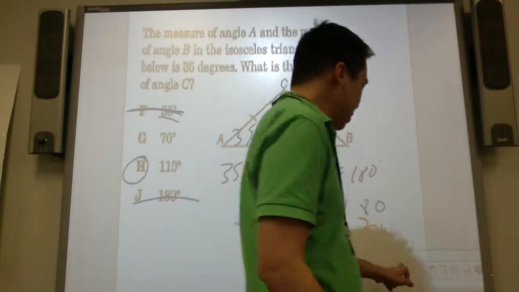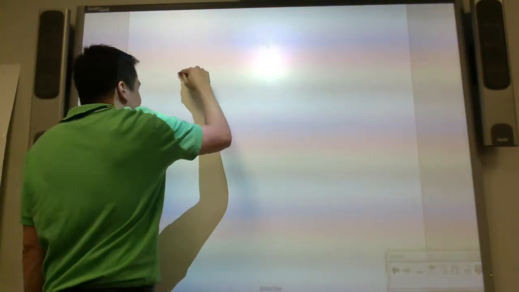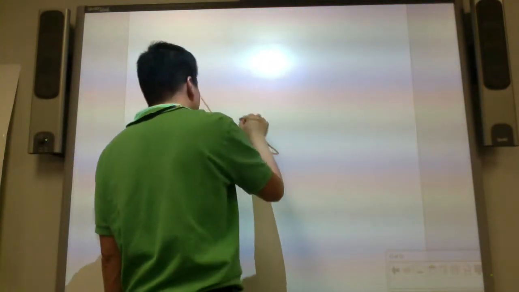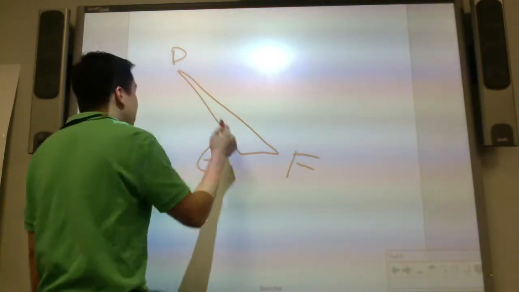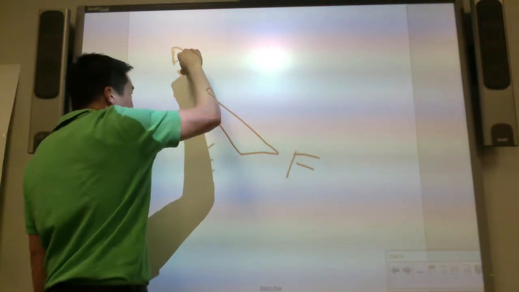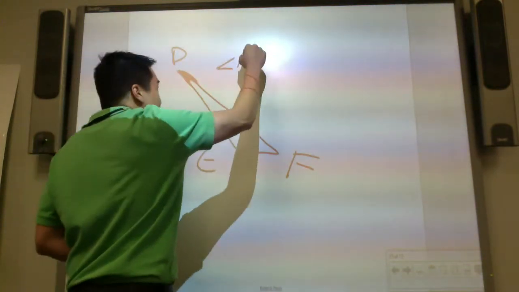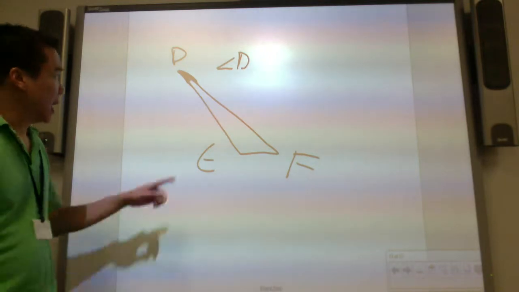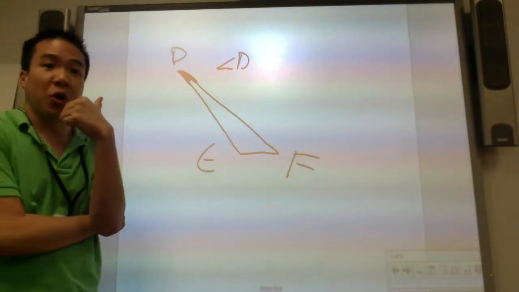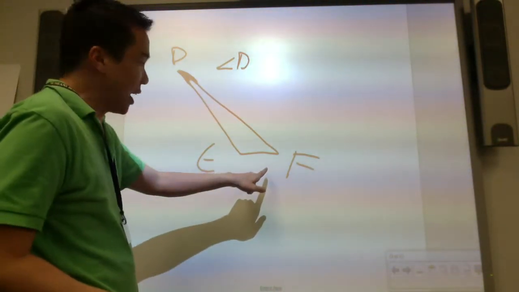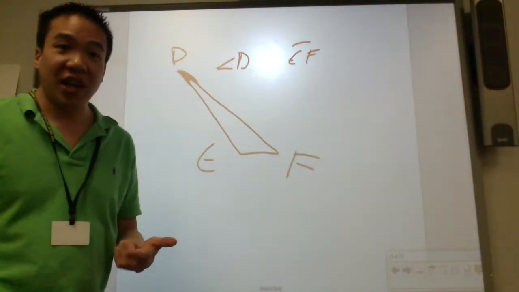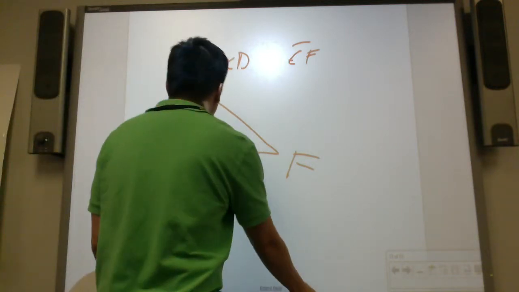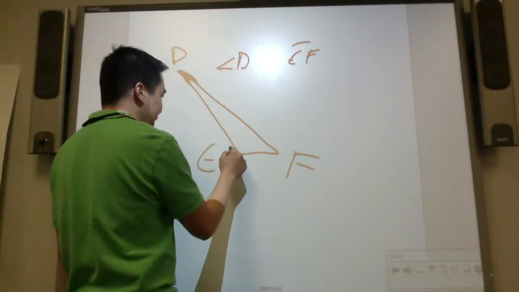So in summary, what can you tell me about a triangle? If you are given a triangle like this, D, E, F, and I ask you everything about angle D, what can you tell me about angle D? Angle D is a very narrow or small angle. The opposite side is EF. Is EF the shortest side? It is.